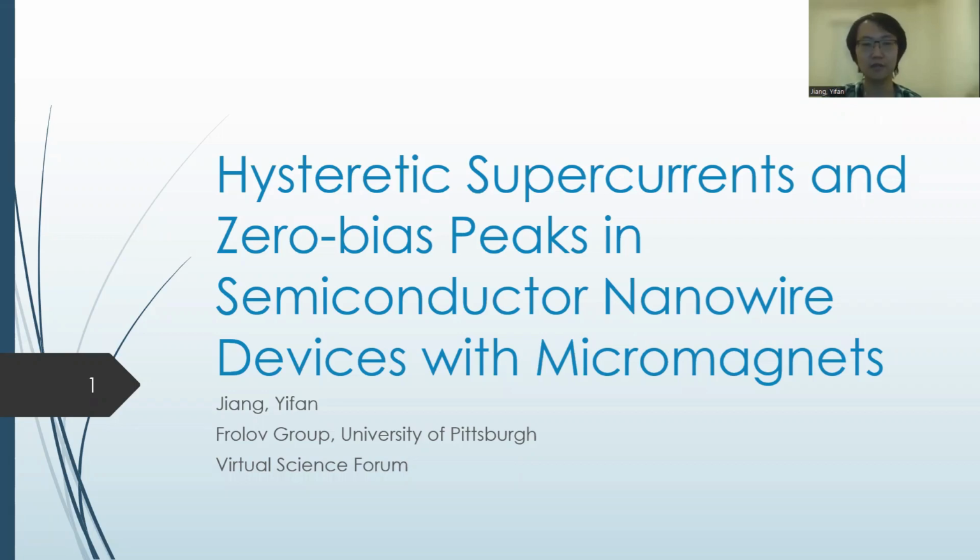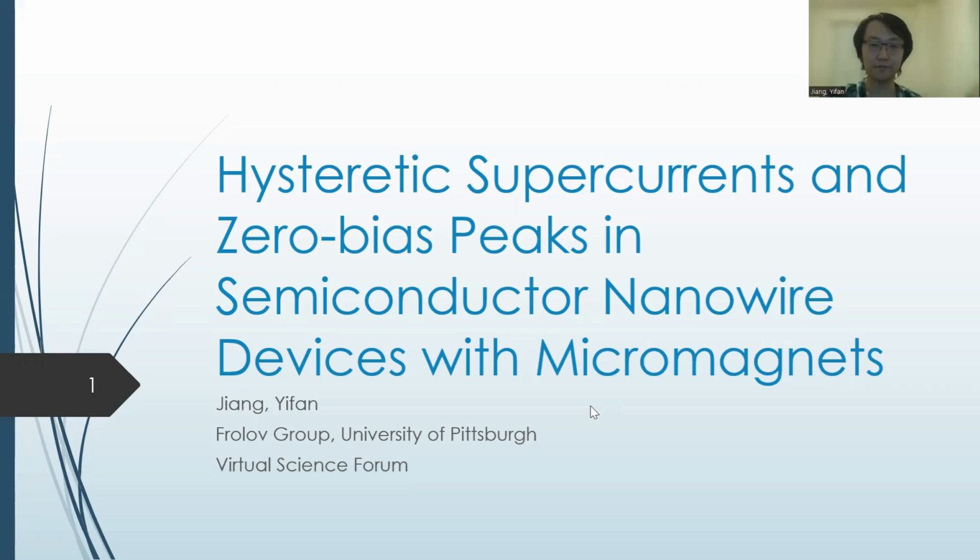Today, I want to talk about hysteretic supercurrents and zero-bias peaks in semiconductor nanowire devices with micromagnets. Our devices are based on superconductor-semiconductor nanowire junctions. First, I want to talk about the superconductor-semiconductor nanowire junctions, or just SNS junctions.